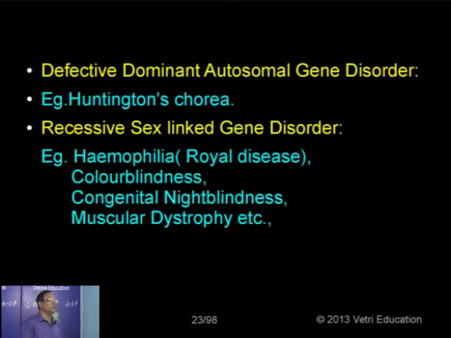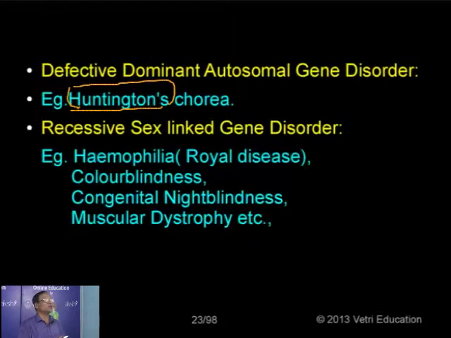But the best known dominant gene disorder is Huntington's chorea, named after the American doctor Huntington. It is the first ever known dominant gene disorder, and it is also called a late acting dominant gene disorder. Though the person has the defective gene, it will not be expressed in the young stage. It is expressed only after the age of 35, between the ages of 35 and 40. That's why it is called a late acting dominant gene disorder.